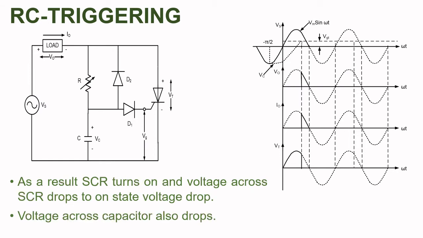As the SCR turns on, the voltage across the SCR drops to the on state voltage drop and the supply voltage now completely appears across the load. Hence, we can see that load voltage has suddenly increased from 0 to the supply voltage at the instant of triggering of SCR.